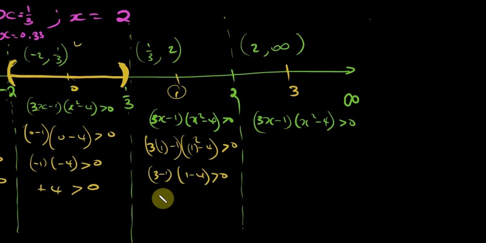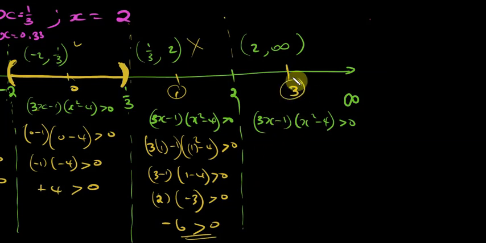Already we can see 3 minus 1, that's 2. 1 minus 4, that's -3, is not greater than 0. 2 times -3, that's -6, which is not greater than 0, which is exactly less than 0. Therefore, the condition is not met in this region. Okay, so we move on to the next region.